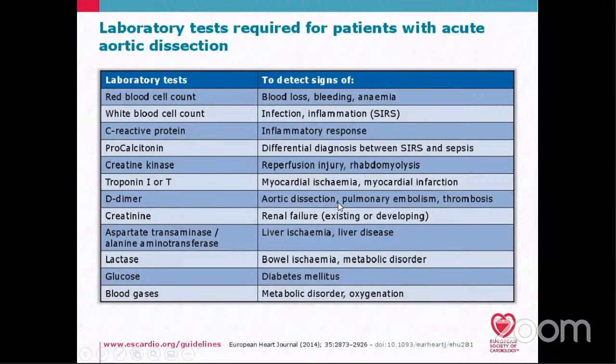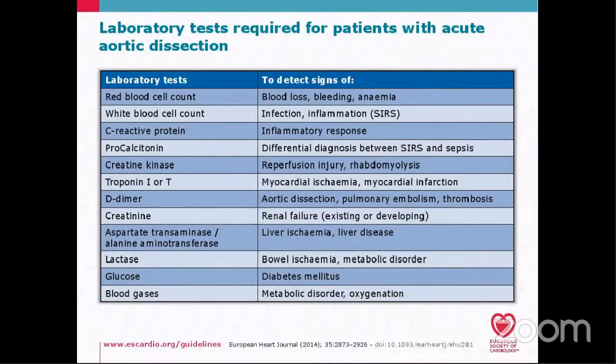While in the high pretest probability, the CT scan is known as the triple test because it will diagnose one of three: the aortic dissection, or the pulmonary embolism, or the acute coronary syndrome if you are also performing the CT coronary angiogram.